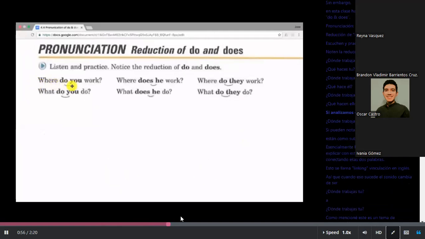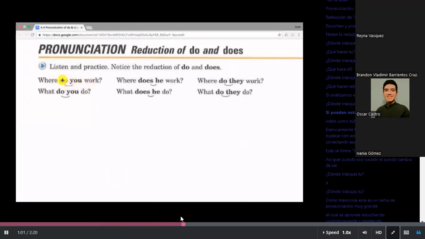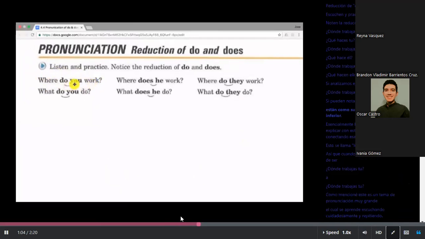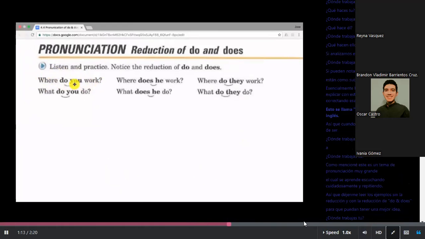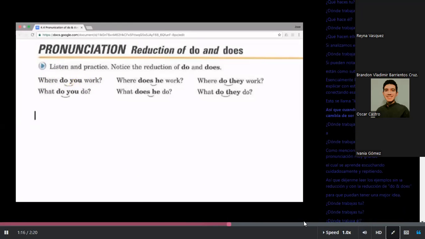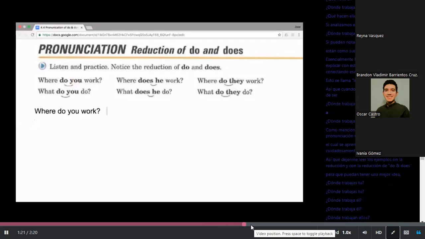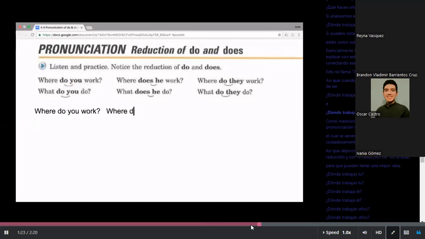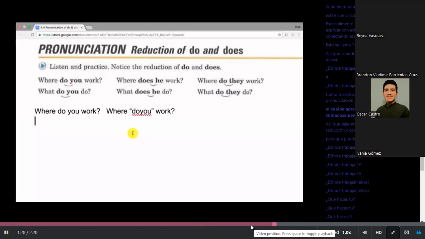If we analyze the first example, where do you work? If you notice, "do you" is sort of underlined at the bottom. Essentially, what we're trying to explain by this is that we are connecting those two words. This is called linking in English. So when that happens, the sound changes from "where do you work" to "where d'you work." As I mentioned, this is a very big pronunciation topic, which you learn by listening carefully and repeating.